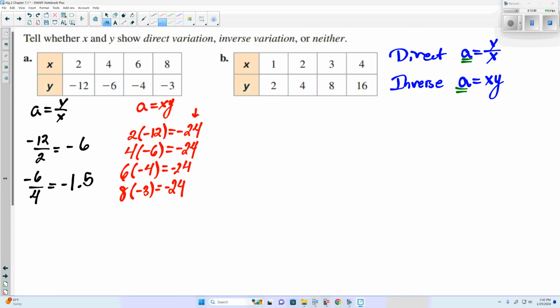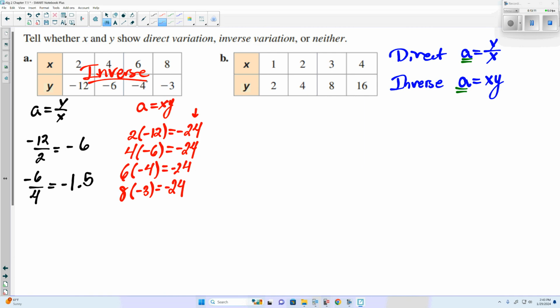Did we get this same value of a for each and every one? So what can we say this is? Inverse. Because as soon as we get one value of a by doing direct or inverse that is not the same as the rest, we're done. Because they all have to be the same.